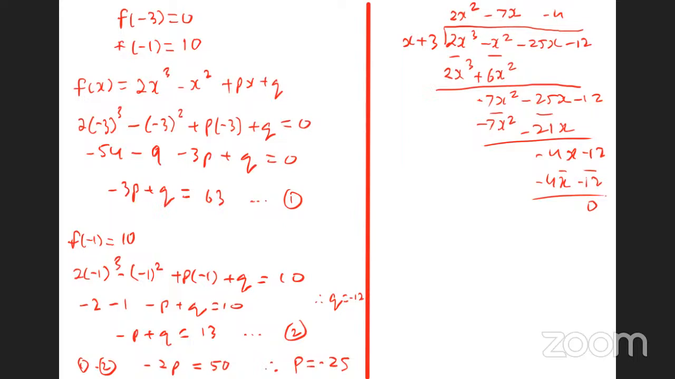Right? And then we have to factorize 2x squared minus 7x minus 4. Well, actually not factorize, solve it. What did you all get here? Oh wait, no. Minus a half and 4 for those answers. Right. So the final answer is x is minus 3, minus a half and 4.